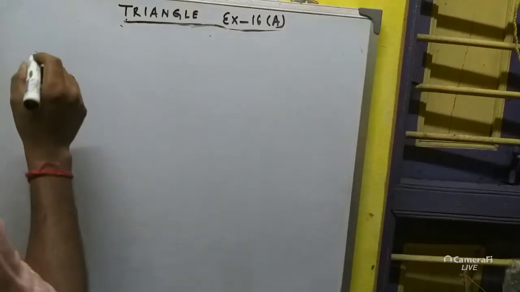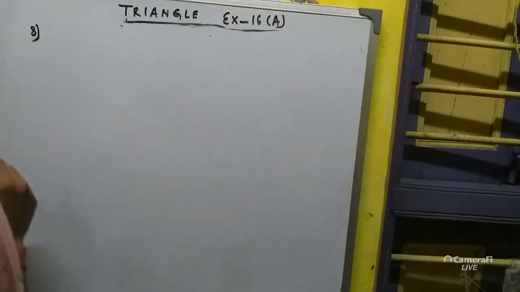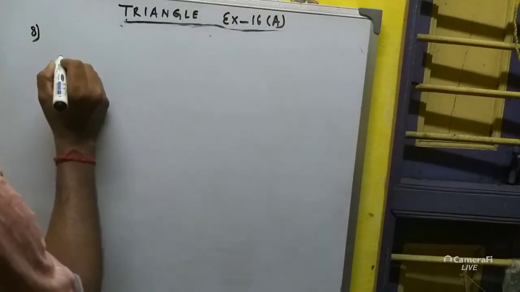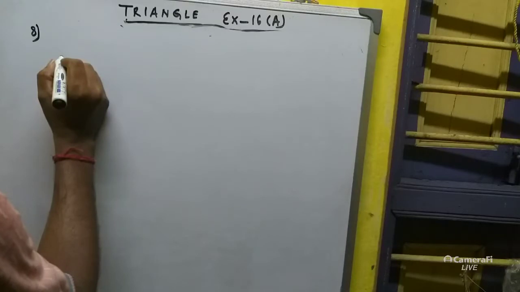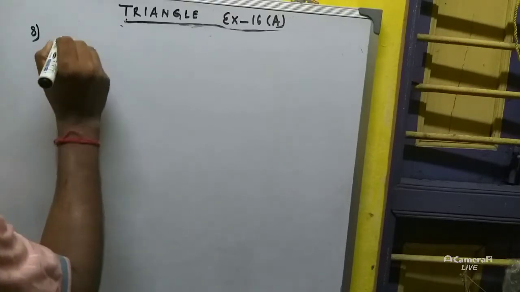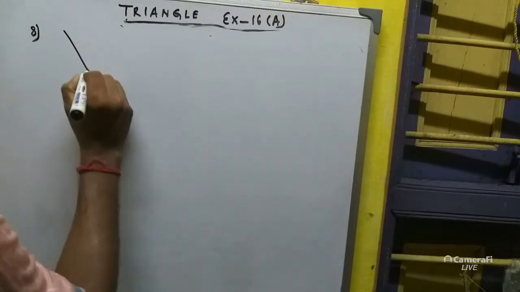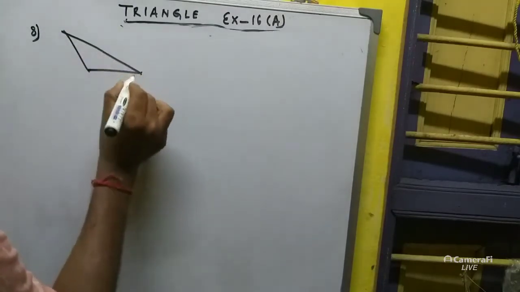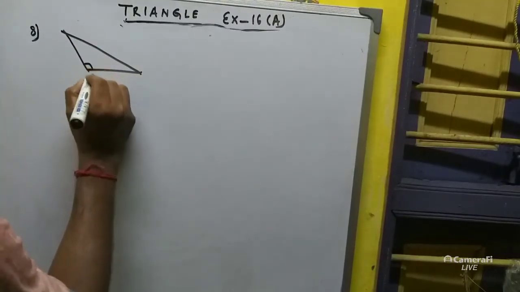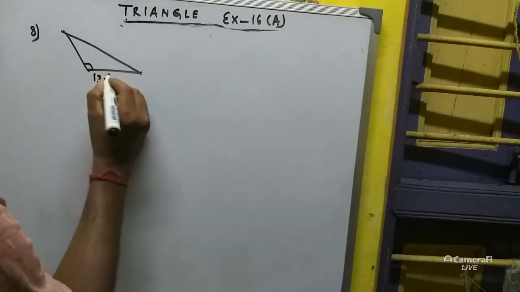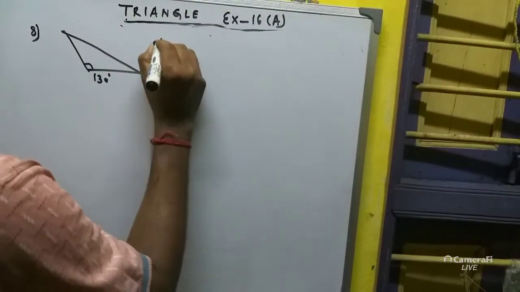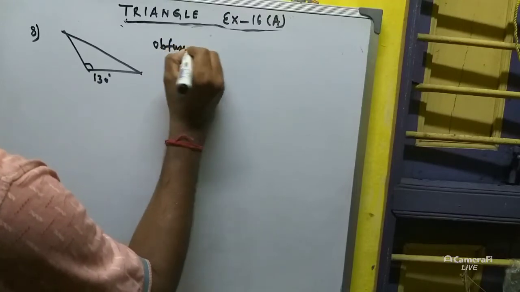Now I will discuss some of math number 8. Look at the figure given below and state whether each triangle is acute, right, or obtuse. You know the property. Look at the first one, this one is 130 degrees. So this is an obtuse angle triangle.